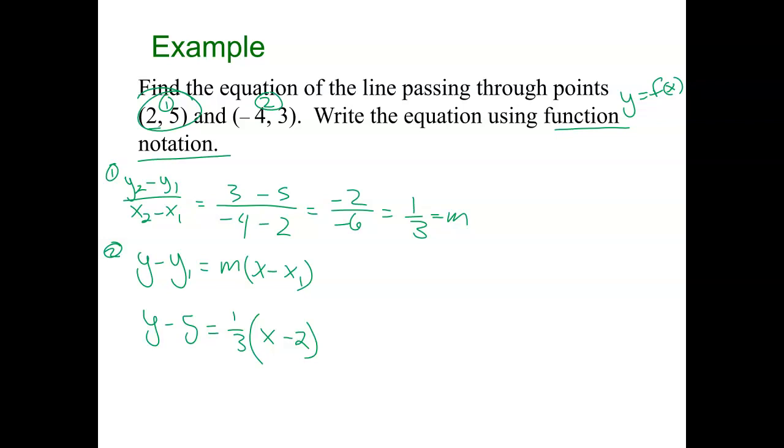So I need to get it in function notation. I need to get y equals f of x, which means I need to get y by itself. What form gives me y by itself? y equals mx plus b, slope intercept form. So let's clean this up. I'm going to do distributive property first. Four thirds, so 13 thirds. All right. So I'm in slope intercept form.